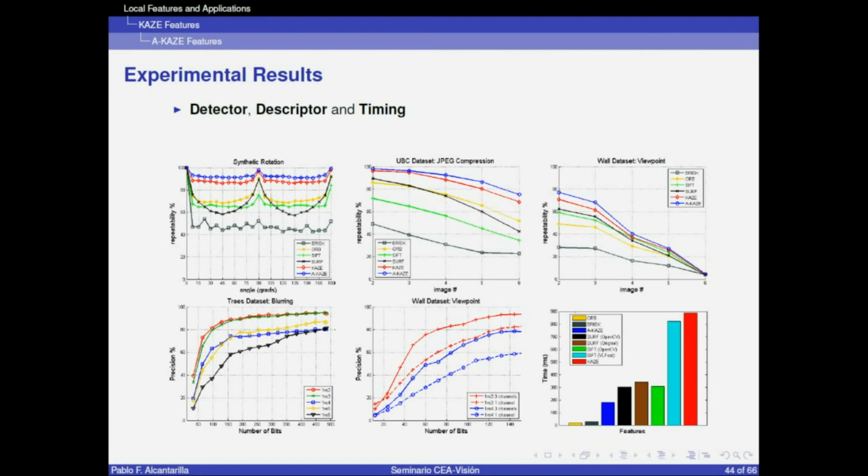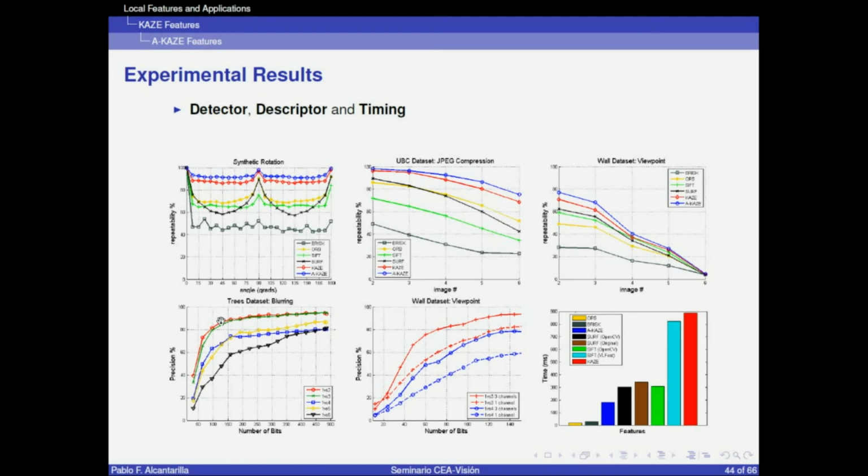So for example, in this trees dataset, we can observe that in some of the image pairs, we almost get very good precision levels while using a number of bits between 100 and 150. That means that there can be different applications where we may want to use different numbers of bits.